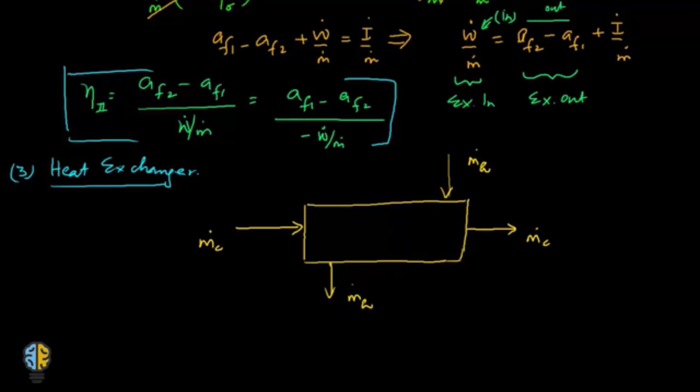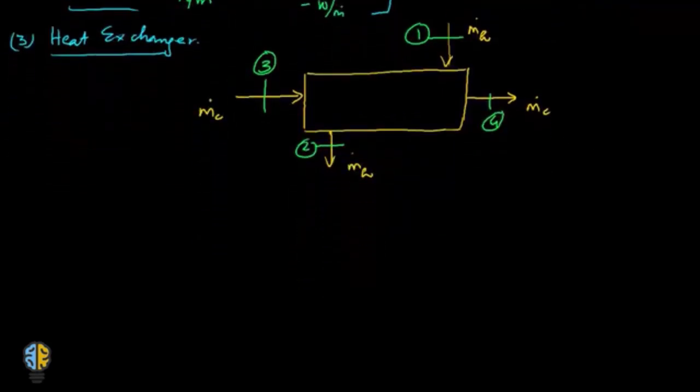Let us define these sections one by one. This is section 1, this is section 2, this is section 3, and this is section 4. So there are multiple streams that are going in and out of this heat exchanger. So the single stream analysis is no longer valid. For this we will have to apply the generalized rate equation.